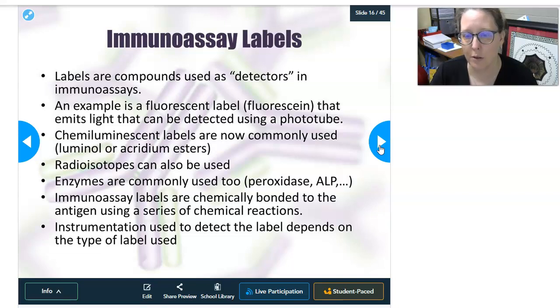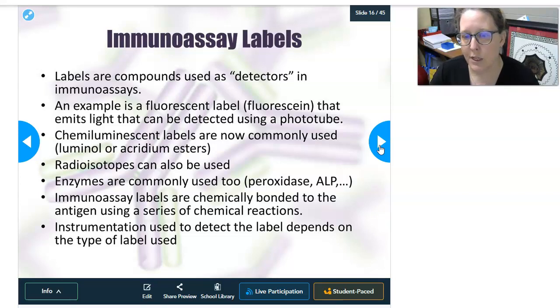Enzymes are also very commonly used, like peroxidase and alkaline phosphatase. When enzymes are used as a label, they often just facilitate a chemical change in a substrate that will change colors. There's usually a color change going on here. The labels are chemically bonded to the antigen or the antibody using a series of chemical reactions. That is done by the reagent manufacturers. It's not something that you would be involved in as a bench tech.